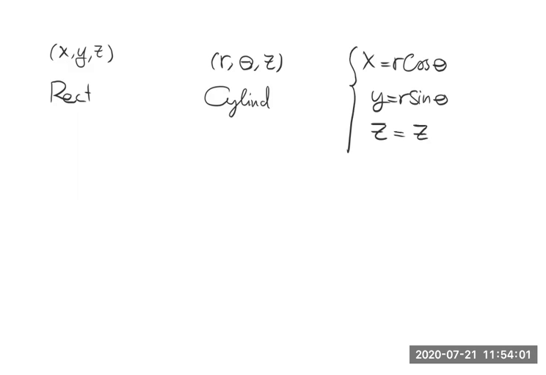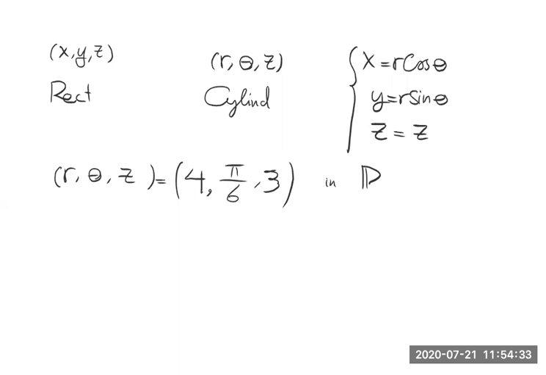Okay. How about spherical? Yes, I will get to that. Let's first look at this example, and I will get to that one too. So for example, suppose we want to locate this point: find the point with r, theta, z equal to 4, let's say pi over 6, and 3. It's a point in R3. We want to find this point. What does it say? How can I find this point?